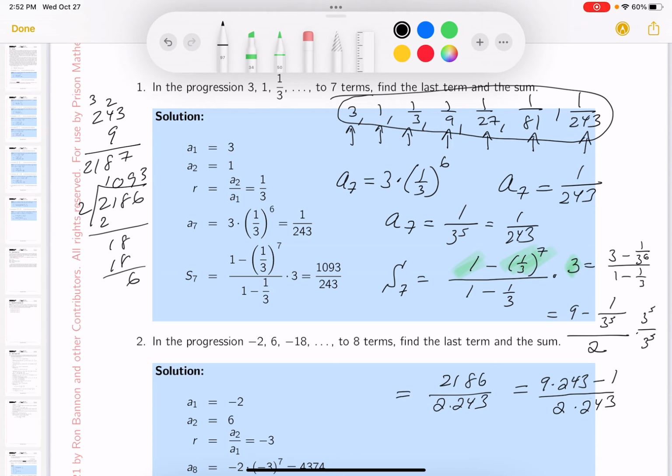So what do you get? I canceled this off. You get 1,093. So you get 1,093 over 243. So that's what we got over there. All right, let's do the next one.